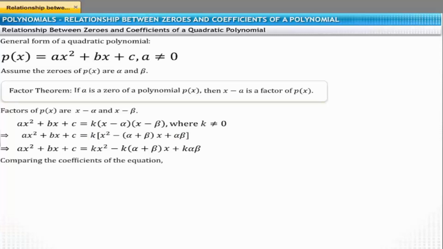Now, let's compare the coefficients on both the sides of the equation. A is equal to k. This is by comparing the coefficient of x square. Let this be equation 1. B is equal to minus k multiplied by alpha plus beta. This is by comparing the coefficient of x. Let this be equation 2. And C is equal to k multiplied by alpha multiplied by beta. Let this be equation 3.